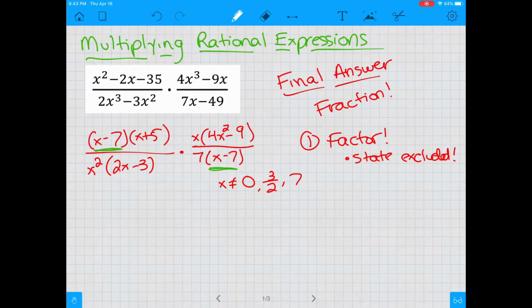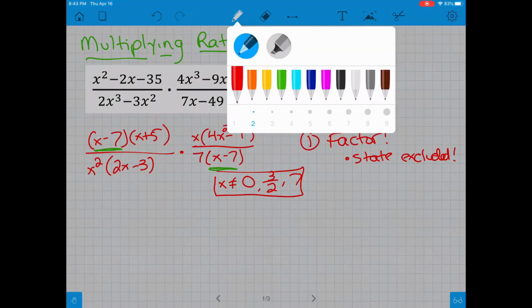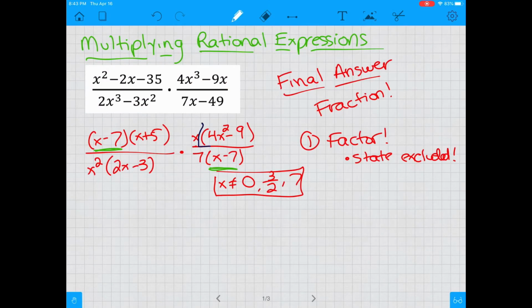All right, so here's my excluded values. Those are important. Those are going to be the same even if stuff ends up canceling out, which you can see a bunch of stuff is going to cancel out here. However, there's actually one factor I can take one extra step here, and that actually happens to be this guy right here. Some of you may have noticed that right off the bat. If you did, I'm very happy. If not, not a big deal. But that's actually a difference of squares.